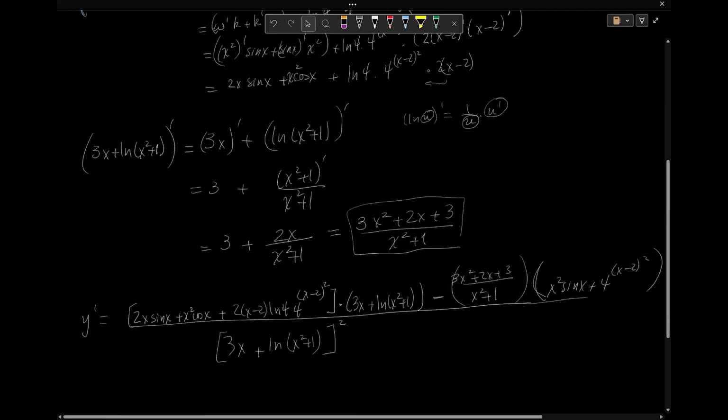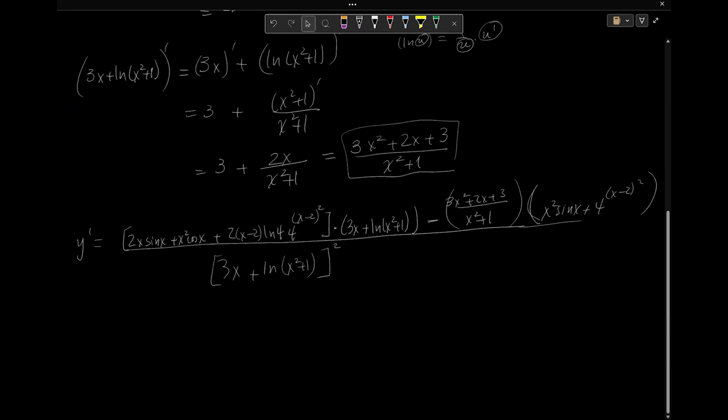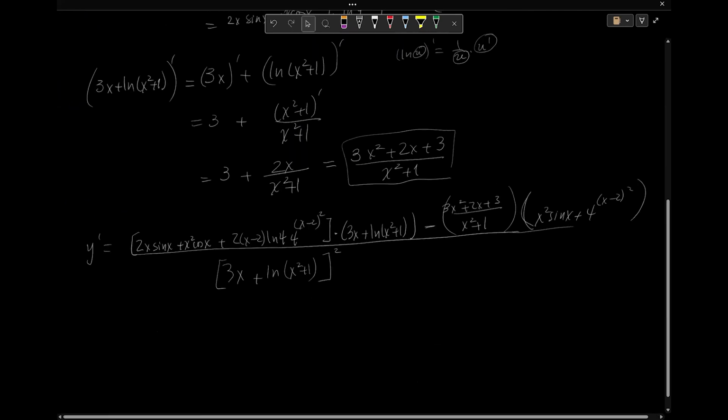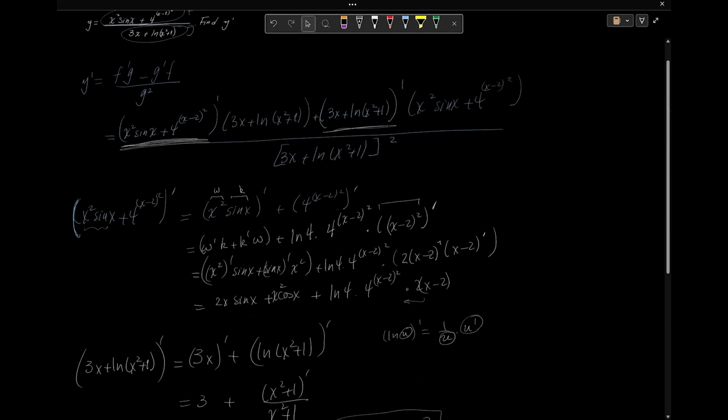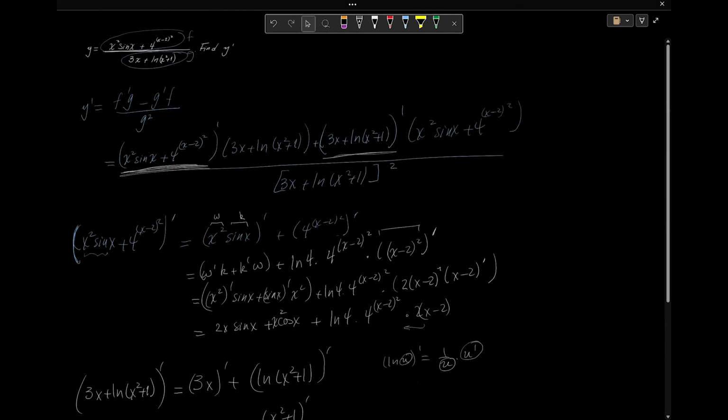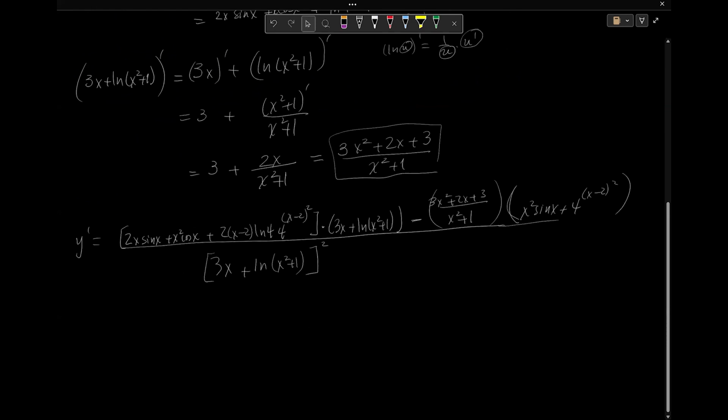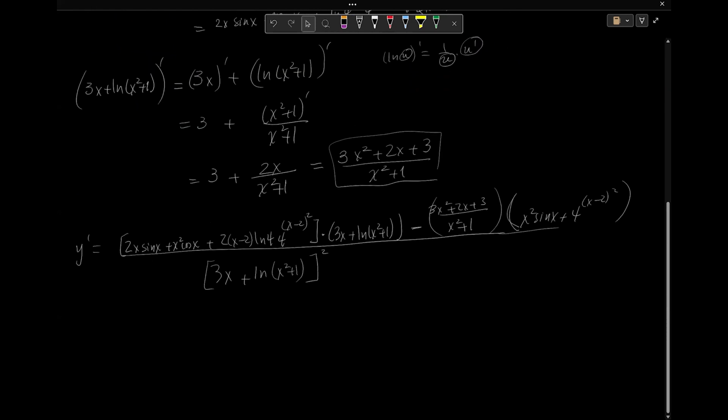Honestly, I will just keep it like this. I will not mess with it. Again, the idea is not to simplify y prime. The idea is to give you an example of, in this case, we had a product rule. We definitely have the chain rule. We have a quotient rule. So that's how we solve these. And then simplification, if necessary, then we have to do it.